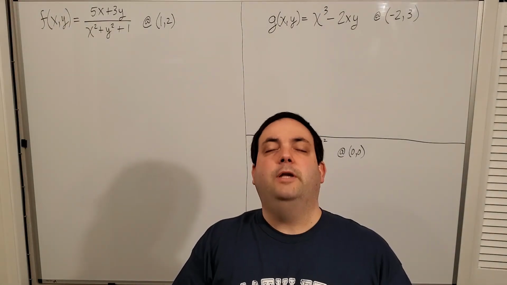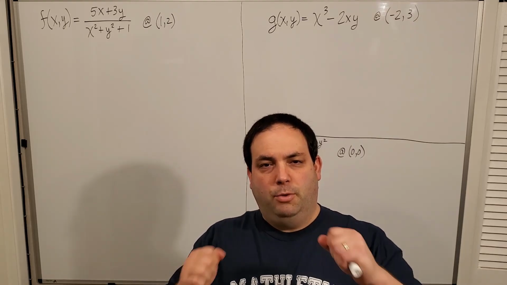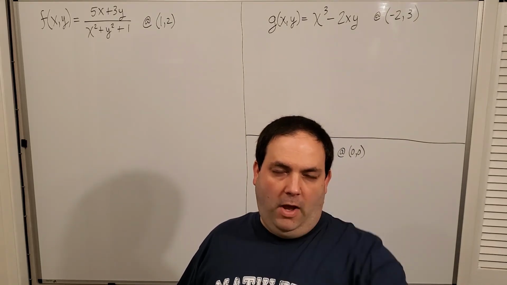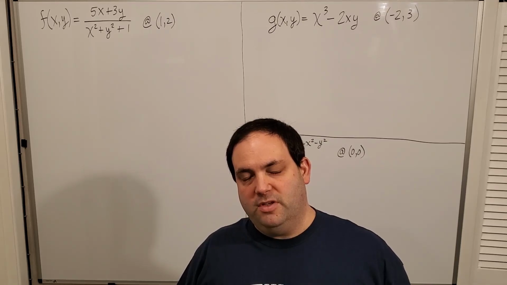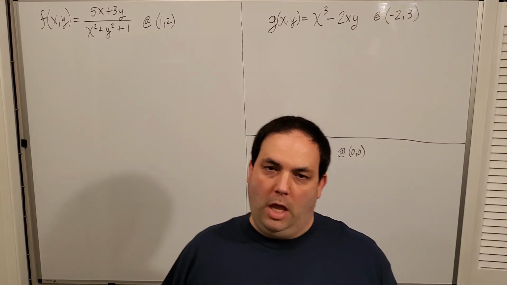So now you must be screaming, put your money where your mouth is. Put your math where your mouth is. Fine. Let's get some examples of finding some tangent planes and normal lines.